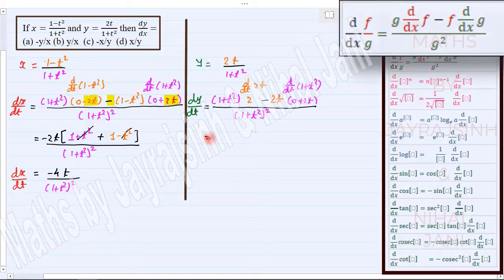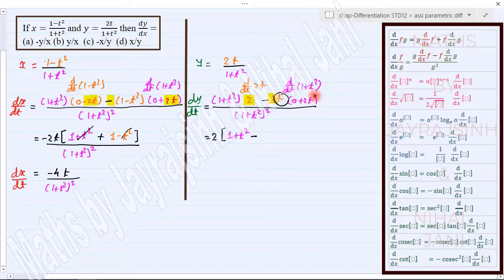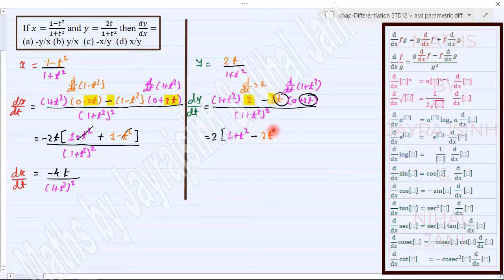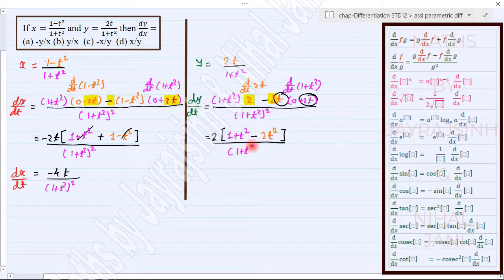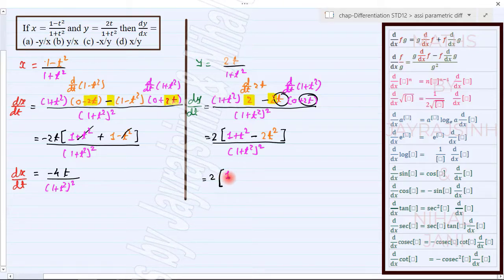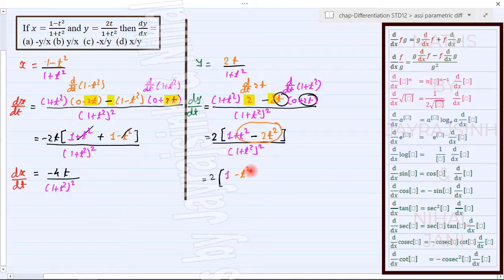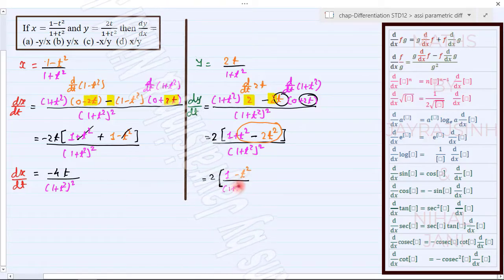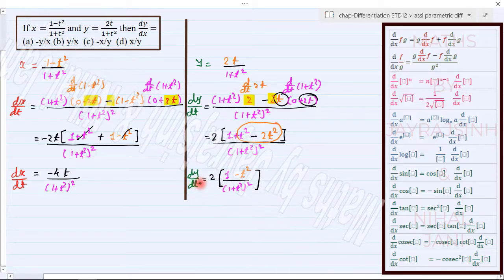So for simplification we can take 2 common. So from the first term, the remaining term will be 1 plus t square minus t into 2t, which will become 2t square, whole divided by (1 plus t square) the whole square. So finally we will get 2 times (1 plus t square minus 2t square, which will become 1 minus t square) upon (1 plus t square) the whole square as your dy by dt.